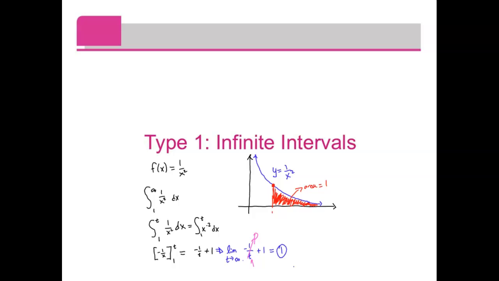And if you come up with a finite value, then we say that the integral converges. But sometimes you won't come up with a finite value. It will go off to infinity, in which case we say that the integral diverges or is divergent.